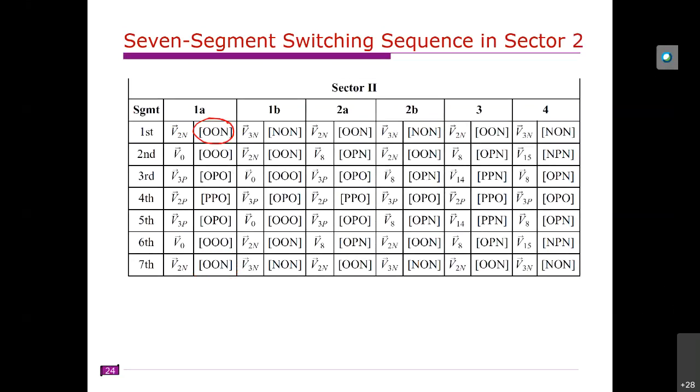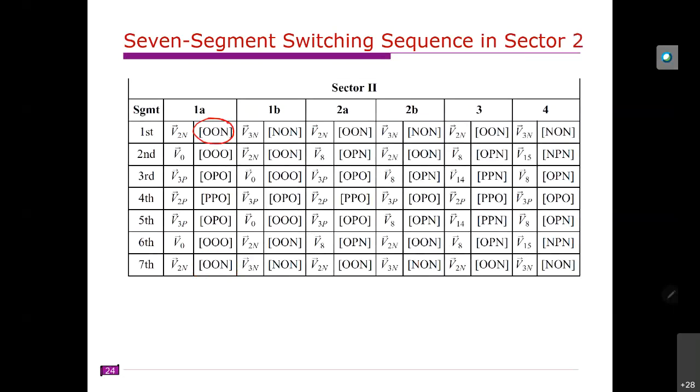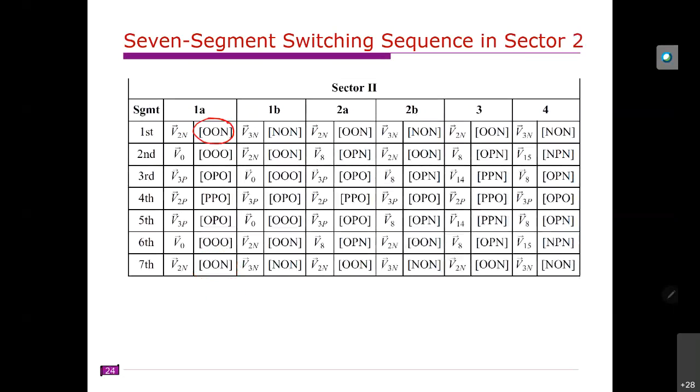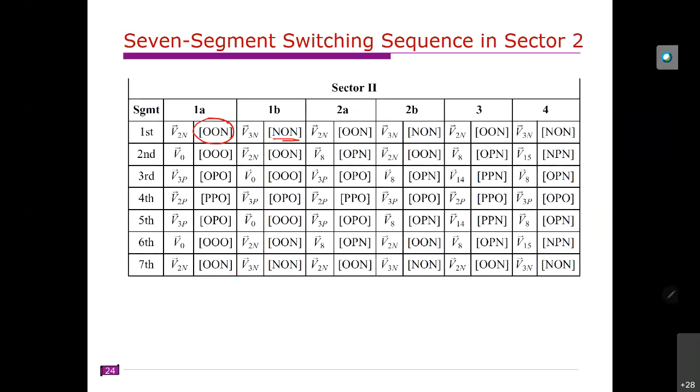So that means you have one extra switching, right? Normally when it is moving from one sector to another sector, it is expected that there will be no extra switching. Here it ends with 0 and n, but it is starting from 0 0 n. That means the B phase is affected, so some extra switching is there. Here also, it is ended at 0 0 n, but it is started at n 0 n. So there is extra switching.